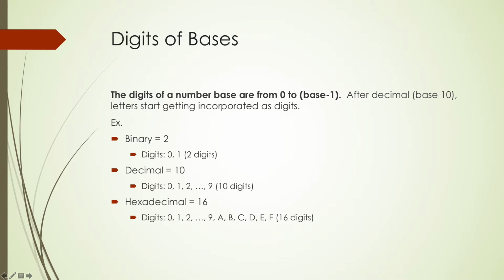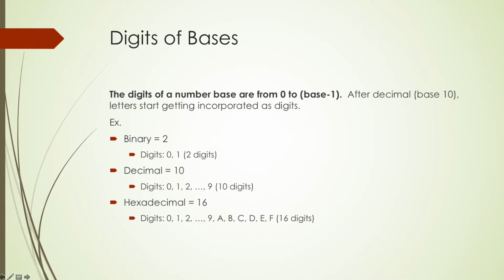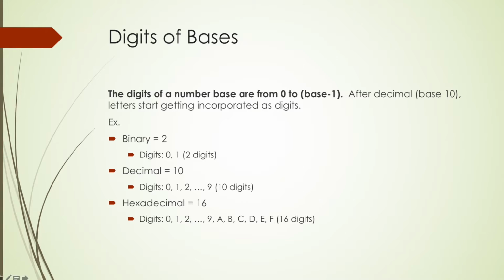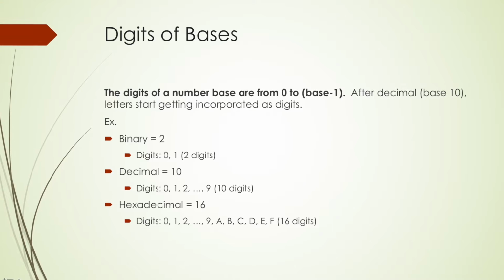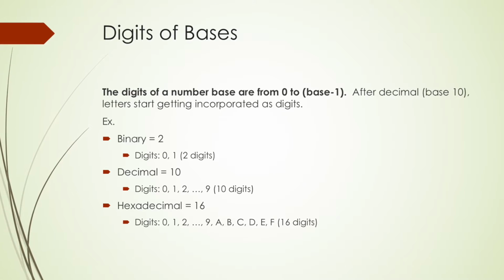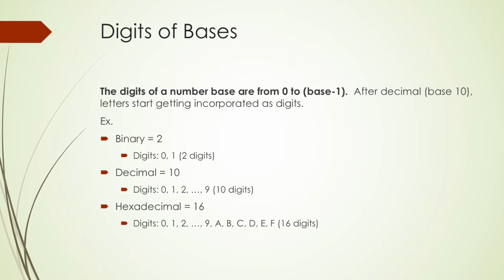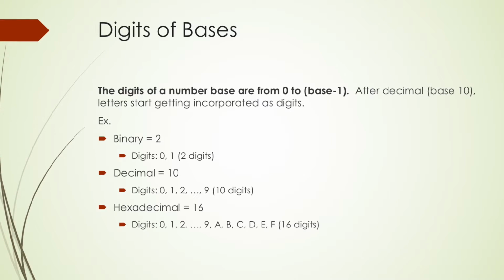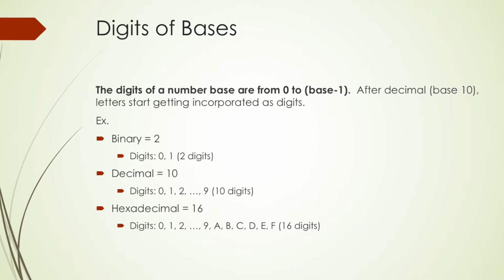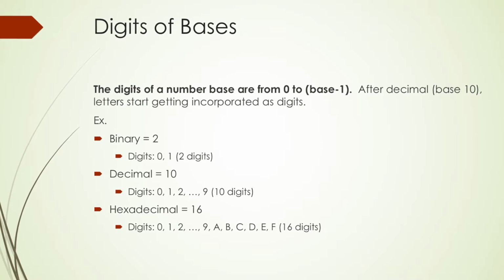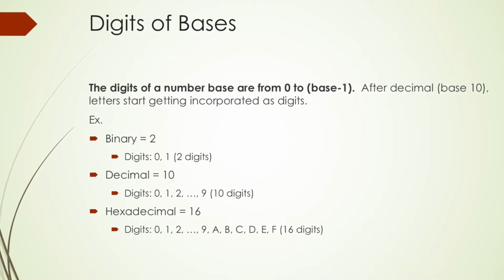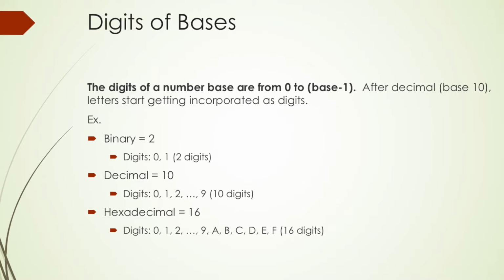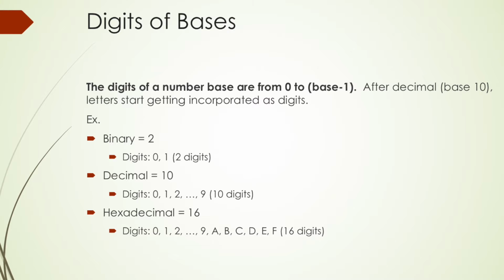Okay, so digits of bases. The digits of a number base are from 0 all the way to that base minus 1. After decimal, which is base 10, letters start getting incorporated as digits. So for example, binary is 1s and 0s. Decimal is from 0 all the way to 9, so 0 all the way to 10 minus 1. And then hexadecimal, since it's past 10, you have to start using letters, and it's 6 more digits than decimal, so you need A, B, C, D, E, and F for the 16 digits along with 0 through 9.